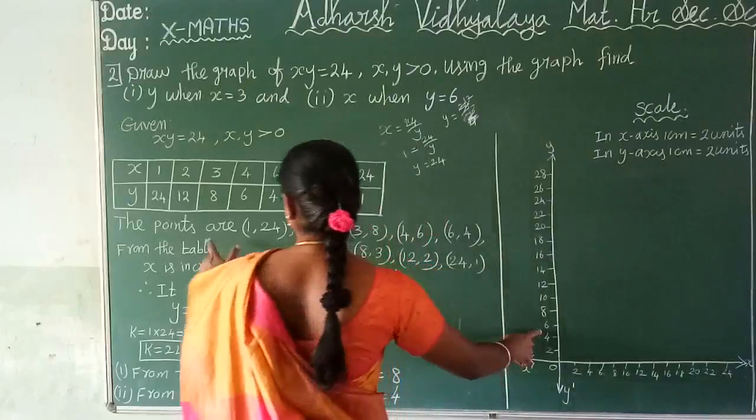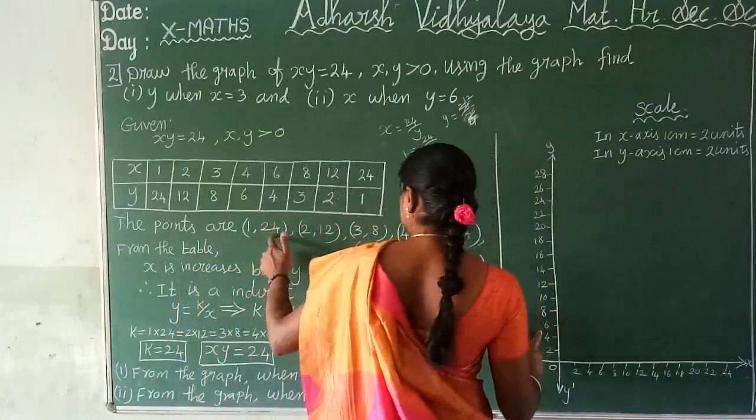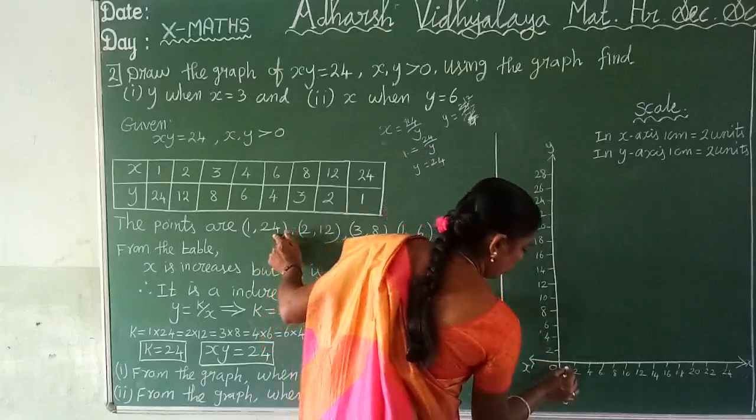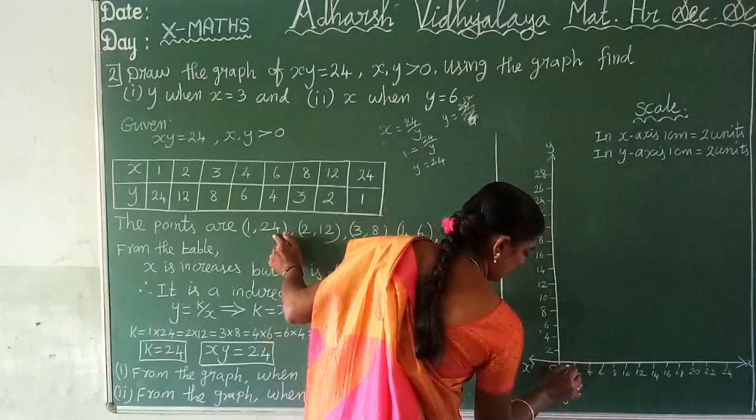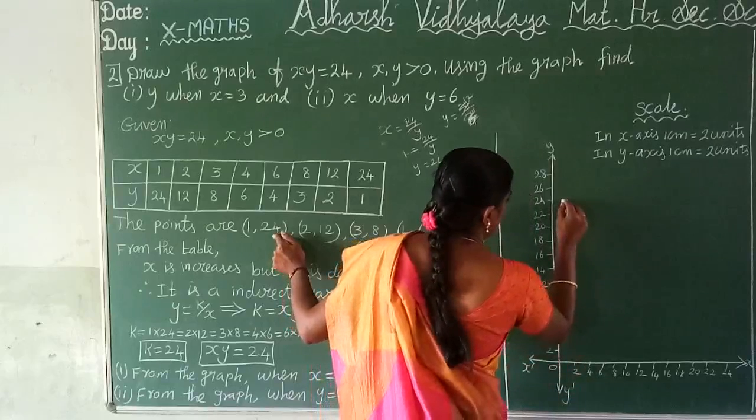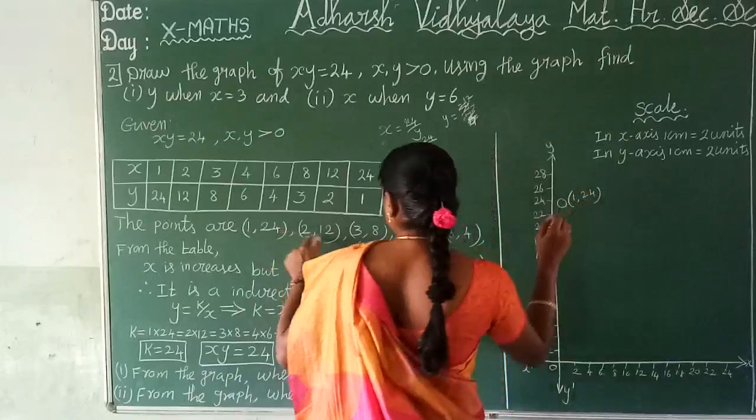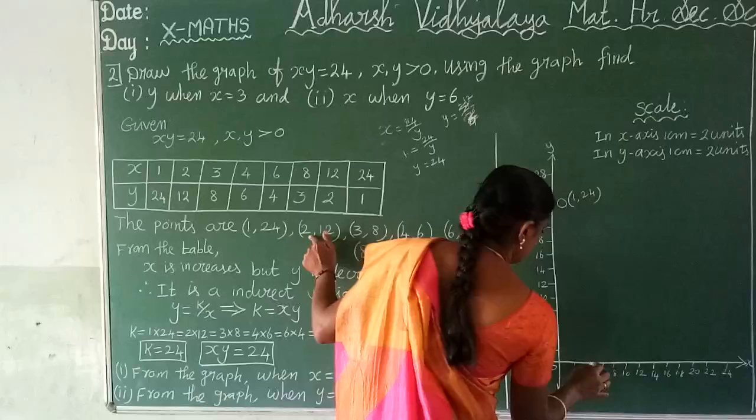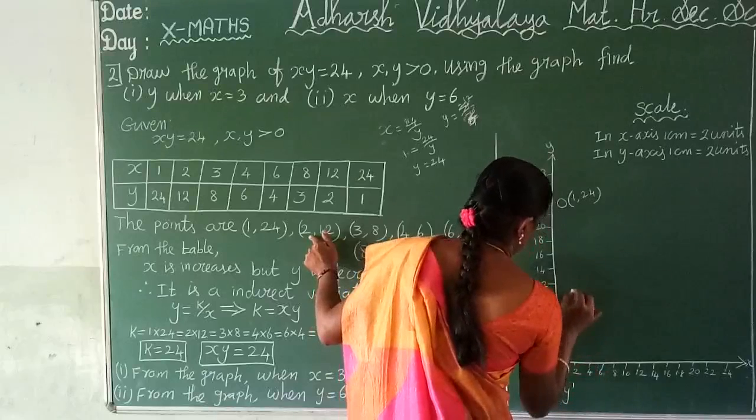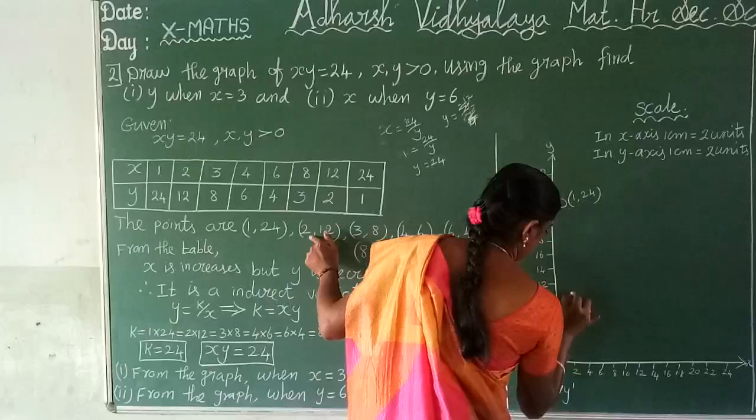And mark the points 1, 24. In x value 1, y 24. 1 means in between 0 to 2, the small line is 1, 24. 1, 24. Next 2, 12.